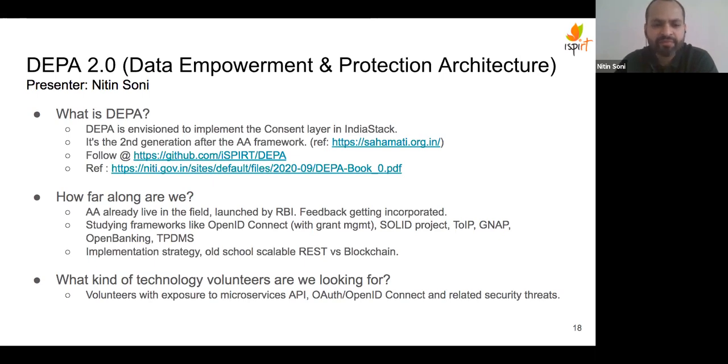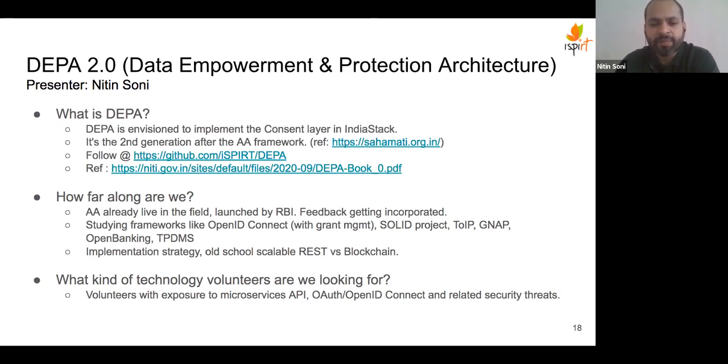And at the same time, we are studying multiple frameworks which are already there, which are solving the same use cases, but in a different manner. And there are certain architectural differences, like whom the consent is collected by. Is it by the consent manager or by the data provider? So there are some projects like OpenID Connect with grant management, Solid, TOIP, TPDMS, and open banking.